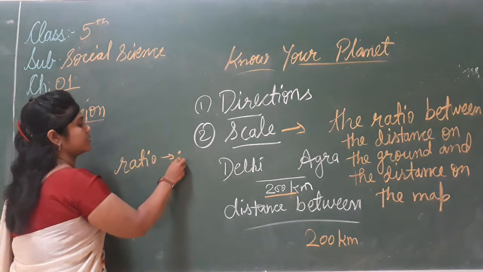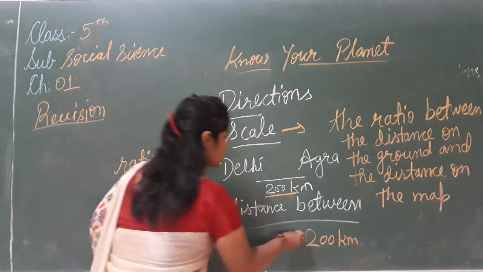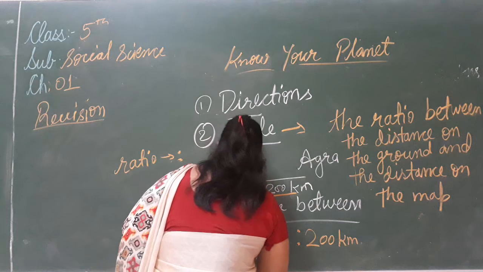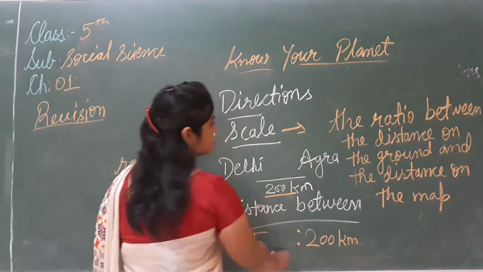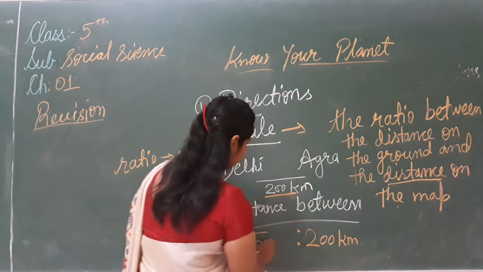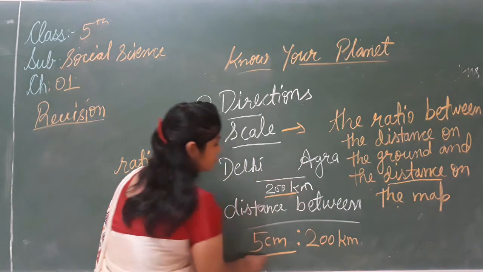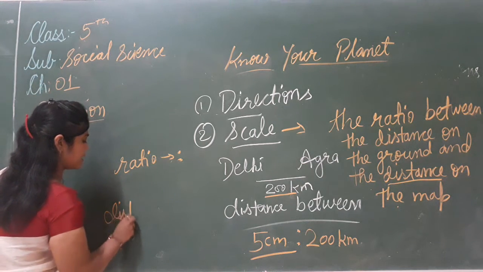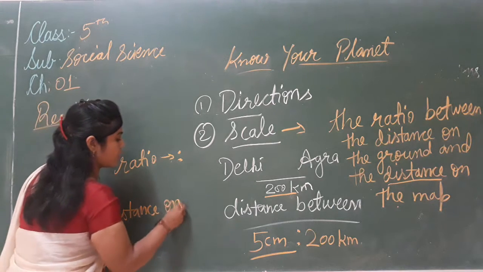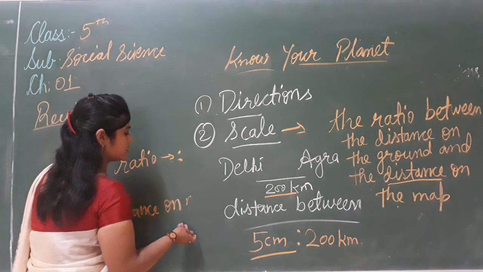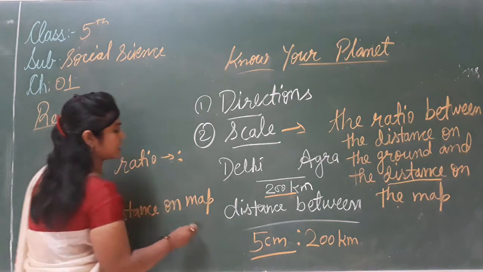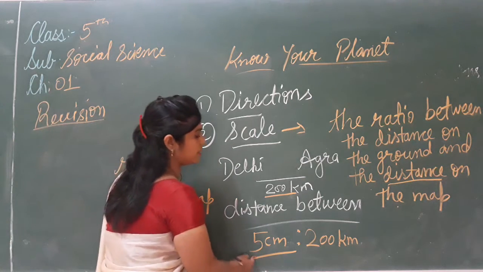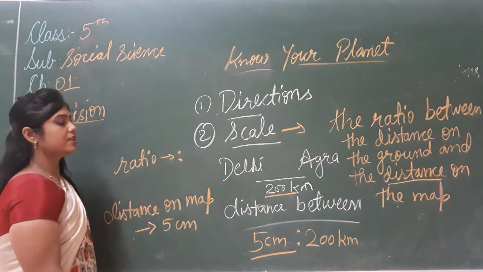Here, that is the sign of this ratio. So the ratio between the distance on the ground, which is 200 kilometers, and the distance on the map. We take 5 centimeters as the distance on the map. What scale did we use? How many centimeters did we take? That is 5 centimeters. So this 5 centimeters represents 200 kilometers.